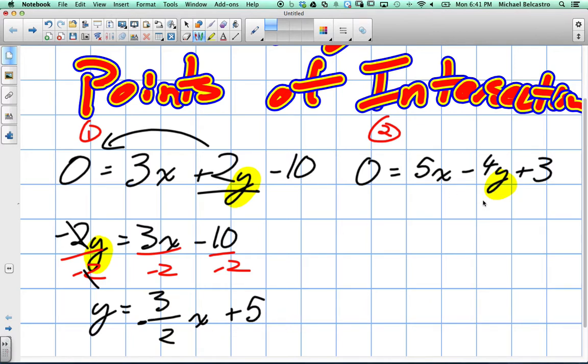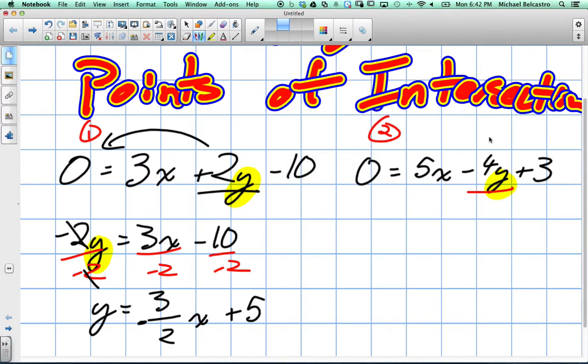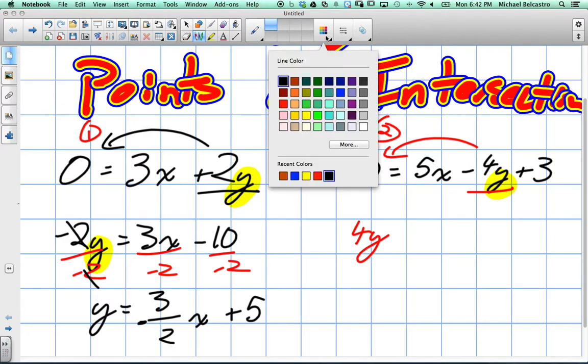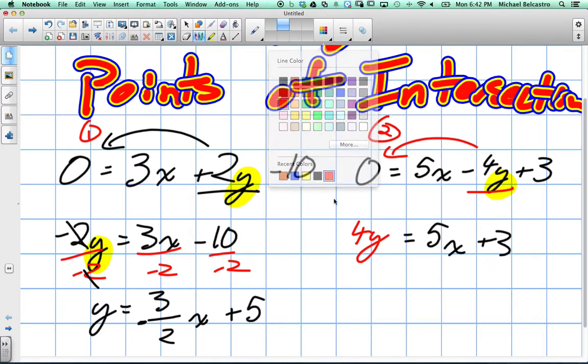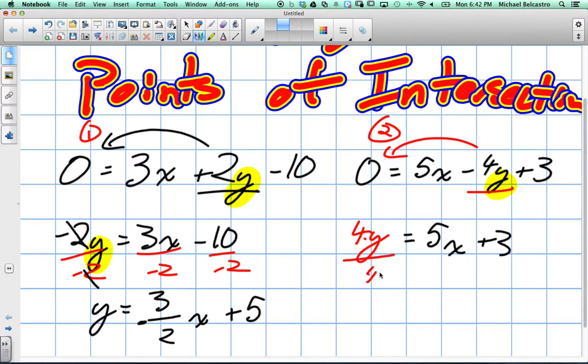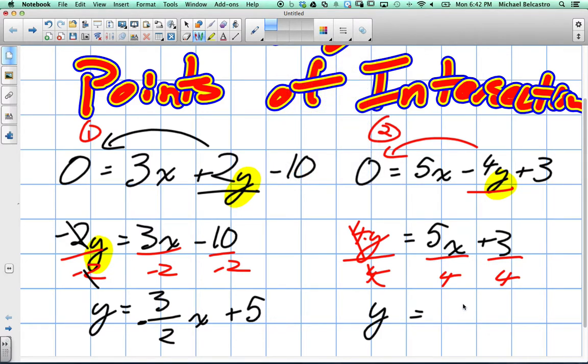Great. Same thing on this side. So we move our negative 4 to the other side of the equation. And when we do that, it will become 4y is equal to 5x plus 3. You're okay with that? Mm-hmm. Okay. Same process as before. We need to isolate for just the y, so we're going to divide everything by that 4, and these cancel out. So we're left with y equals 5 over 4x plus 3 over 4.